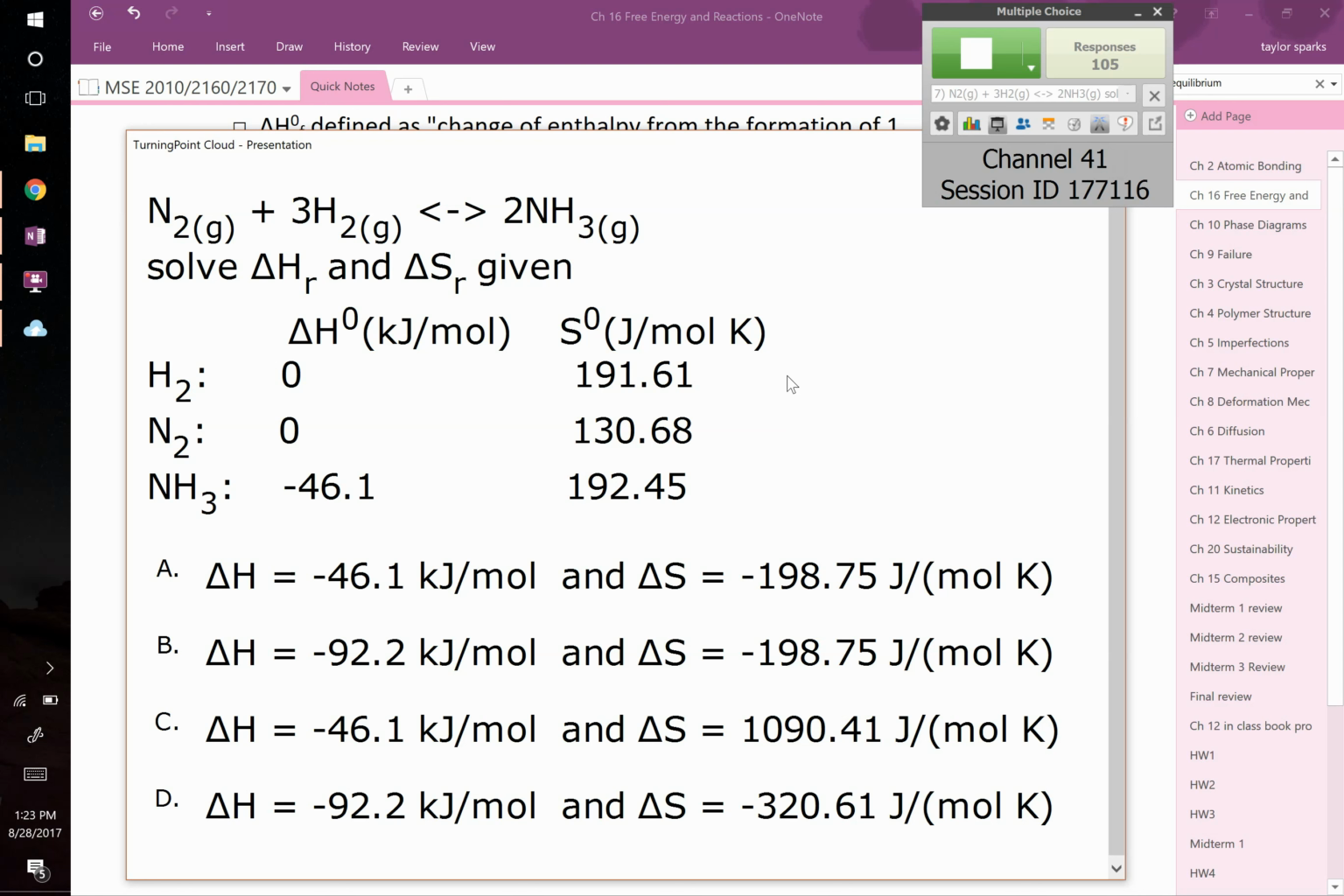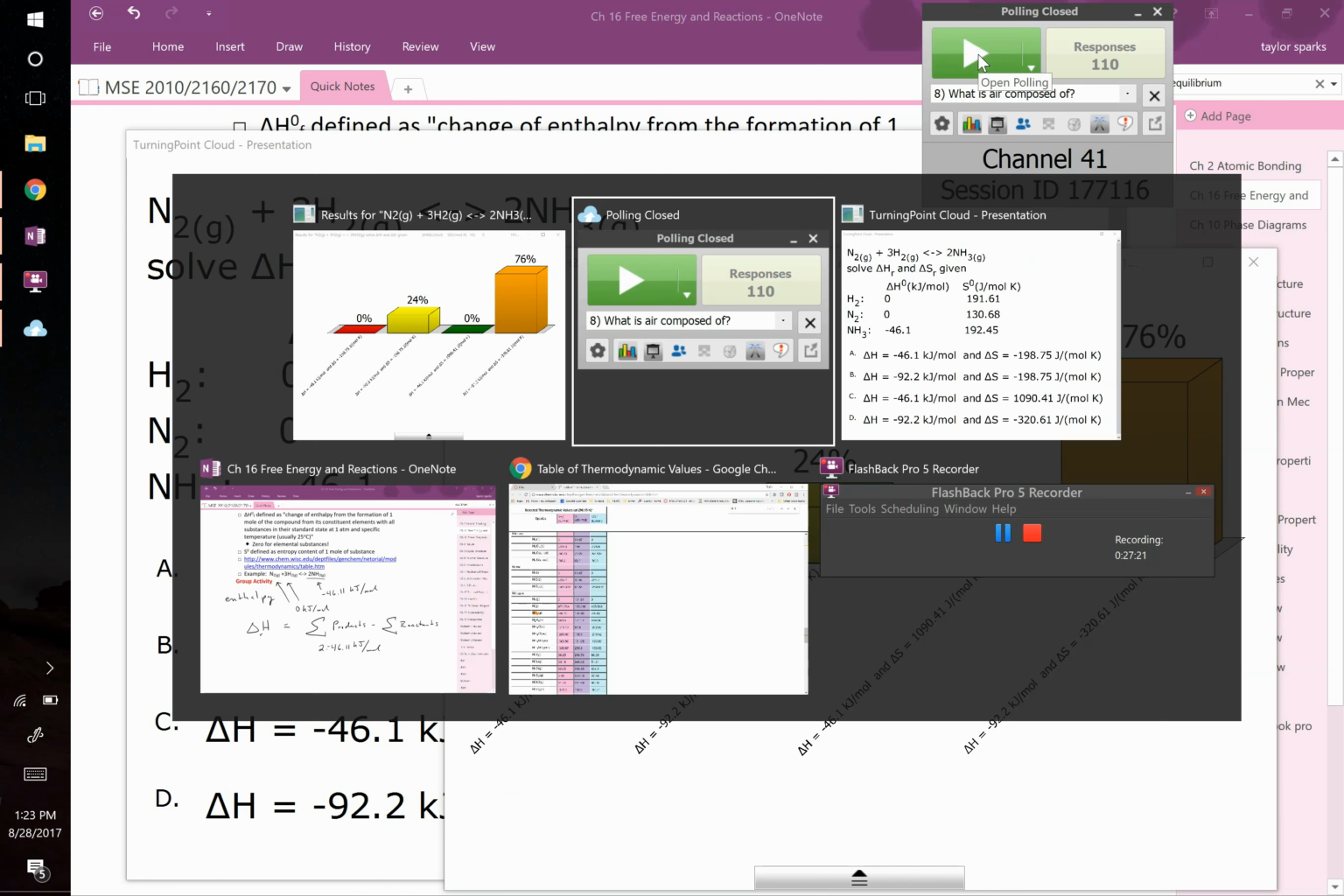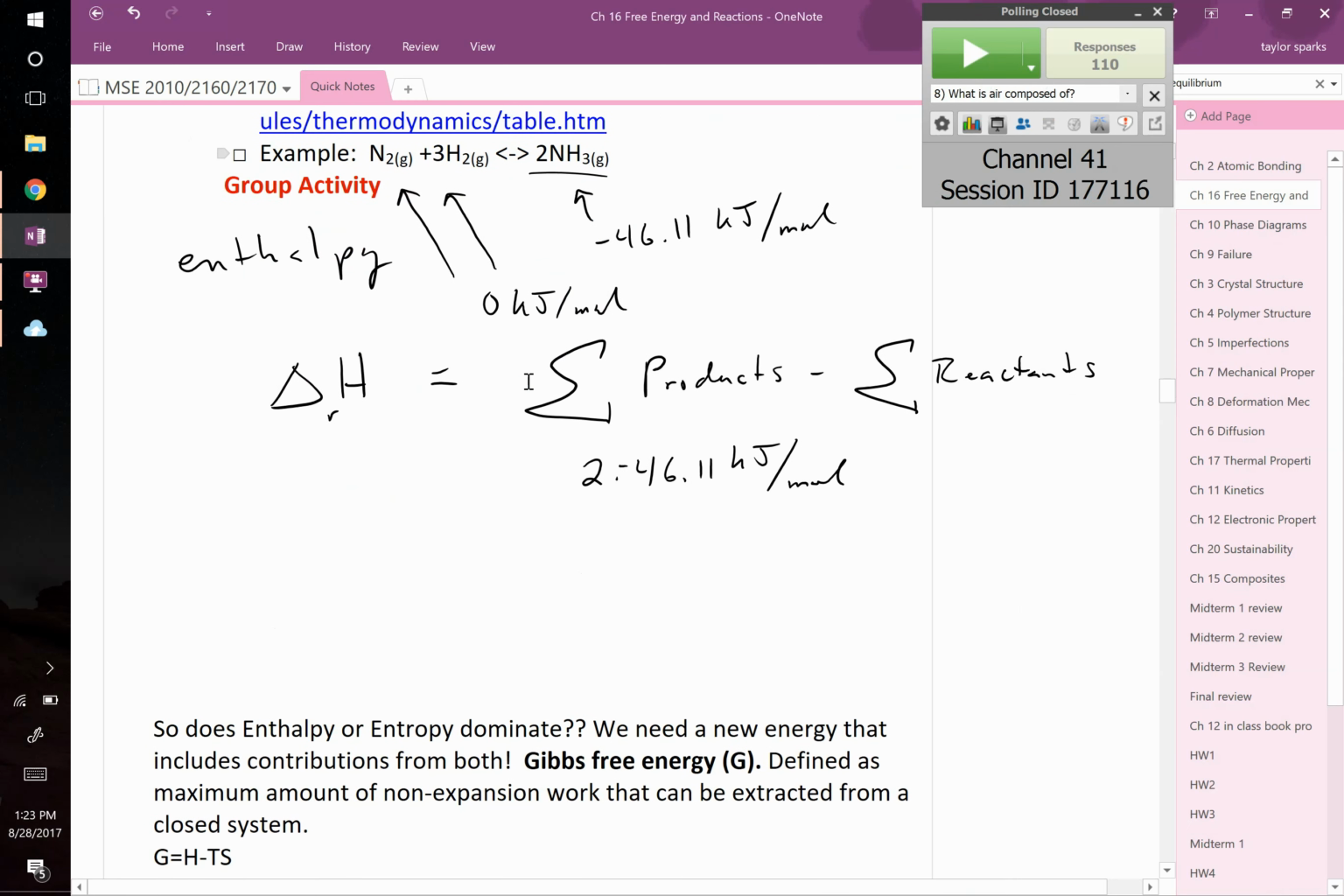Okay, we're going to wrap it up. B or D? Is it B or is it D? Get your answers in. Okay, it is D. So let's write out how we can solve for this. Again, we're solving for the change in entropy for the reaction, right? Delta S is going to equal, again, products minus reactants.